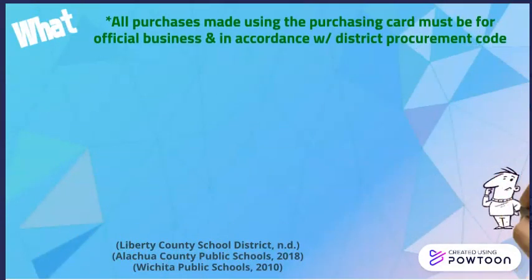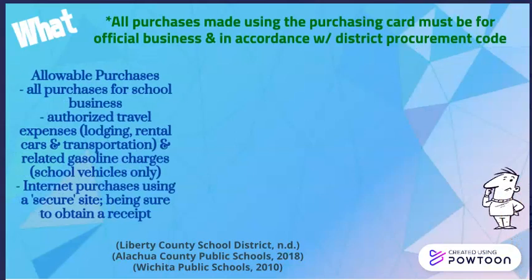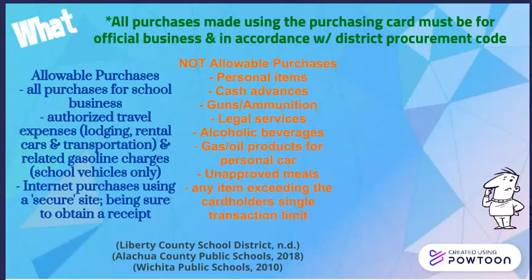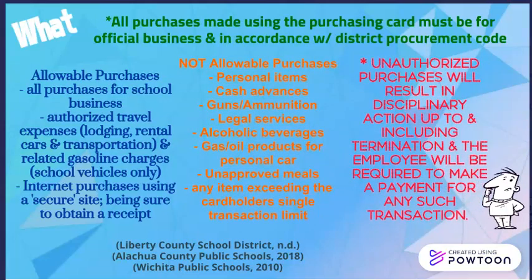Then we have the what. So what can be purchased, or what are allowable purchases and not allowable purchases on credit cards. All purchases must be made using the purchasing card, must be official business, and in accordance with District Procurement Code. Available purchases: all purchases for school business, authorized travel expenses such as lodging, rental cars and transportation, and related gasoline charges for school vehicles only. You can also have internet purchasing using a secure site, being sure to obtain a receipt.